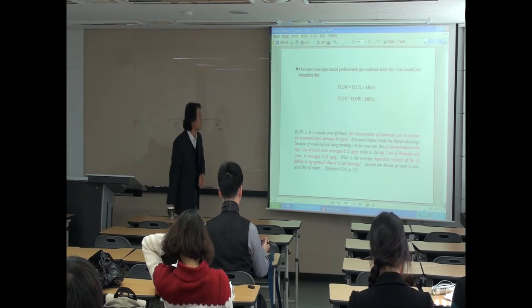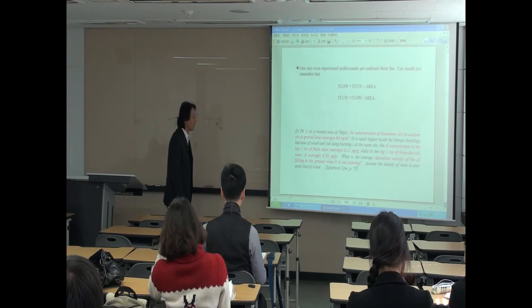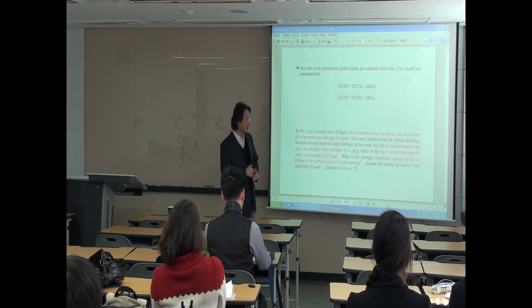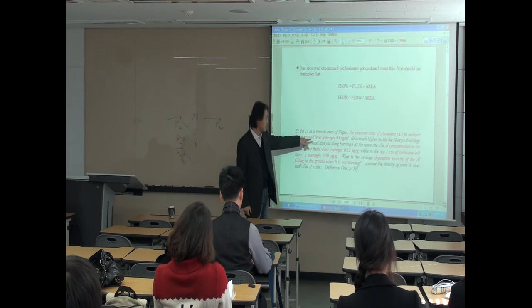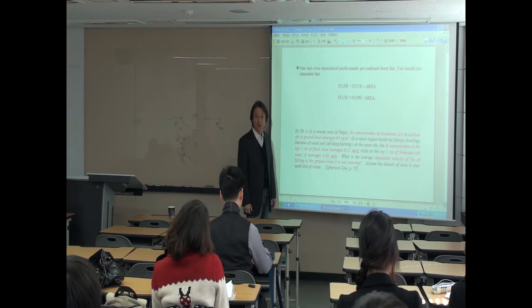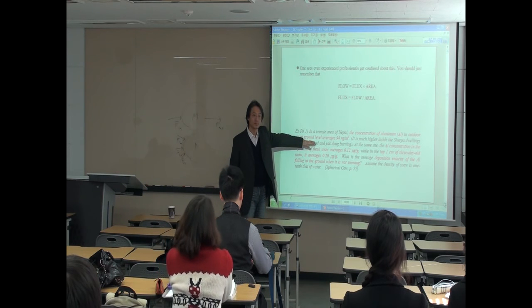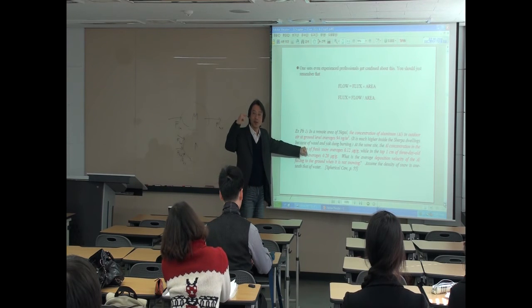All right. Okay, let's do an example problem. In a remote area of Nepal, the concentration of aluminum in outdoor air at ground level averages 94 nanograms per cubic meter. What is the ground level? How can you categorize the atmosphere with height?